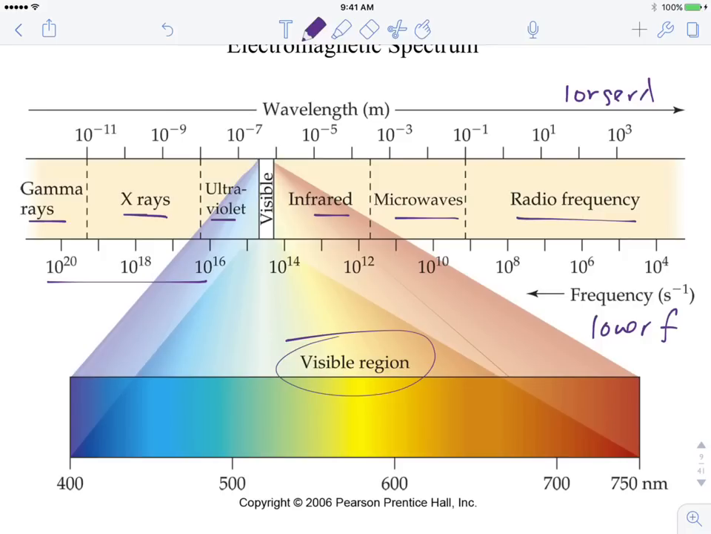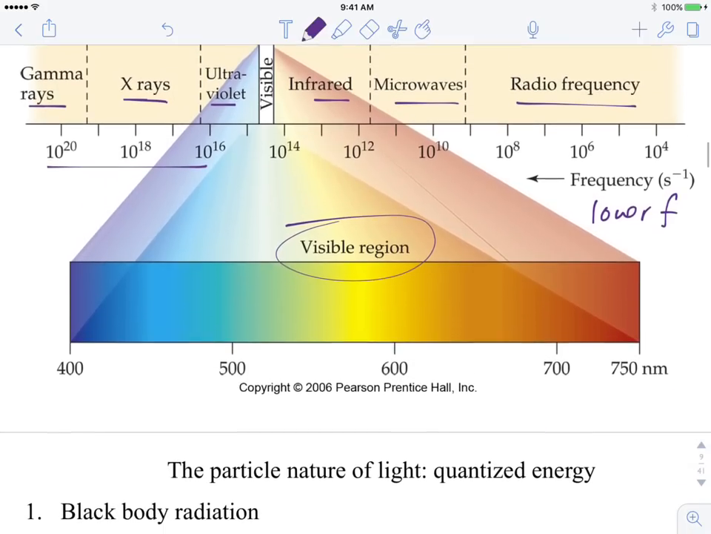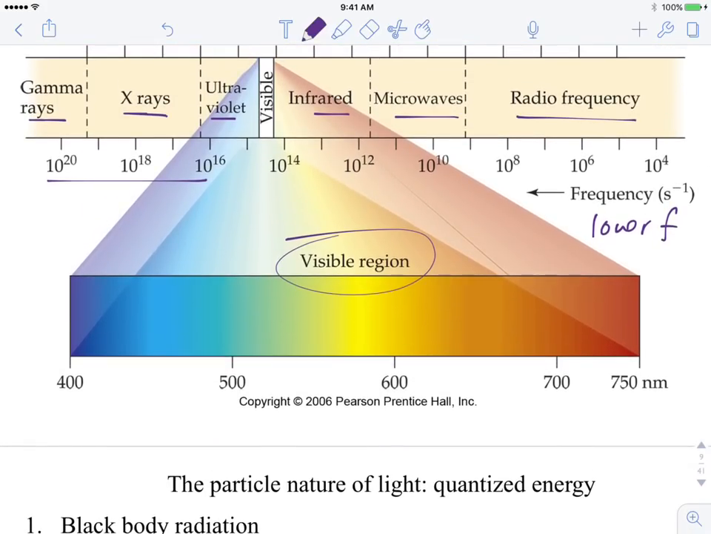We'll talk more about how this relates to the color and how to find each of these, and we're going to do that by using the equation where we have c equals frequency times lambda. And we'll do some practice problems with that, and you'll see how those relate.